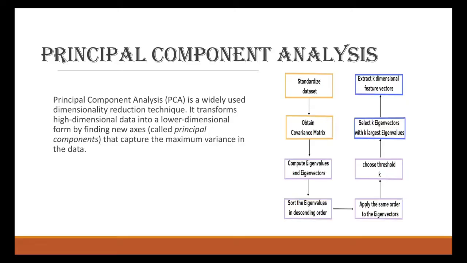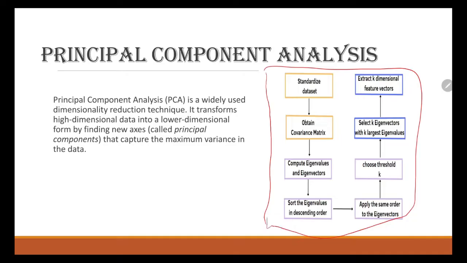It's actually a dimensionality reduction technique. The method for PCA is given here. We standardize the data set, we obtain the covariance matrix, then we compute eigenvalues and eigenvectors and sort the eigenvalues in descending order, and we take the eigenvectors corresponding to the largest eigenvalues.